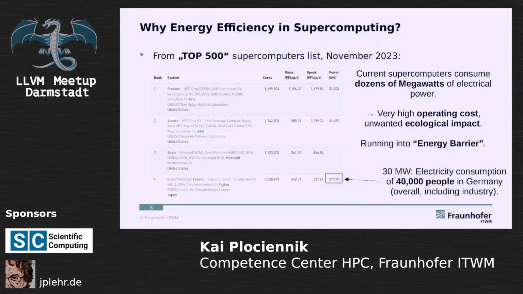And on the one hand, this of course generates very high operational cost, because electricity is not very cheap nowadays. It also has an ecological impact you do not want to have. And we are also running into some kind of energy barrier with these machines, because you cannot arbitrarily increase the number of processors anymore, because you cannot create a computer that consumes like a gigawatt of electricity. So energy efficiency in supercomputing is important, and that's what we are trying to do with our STX accelerator.